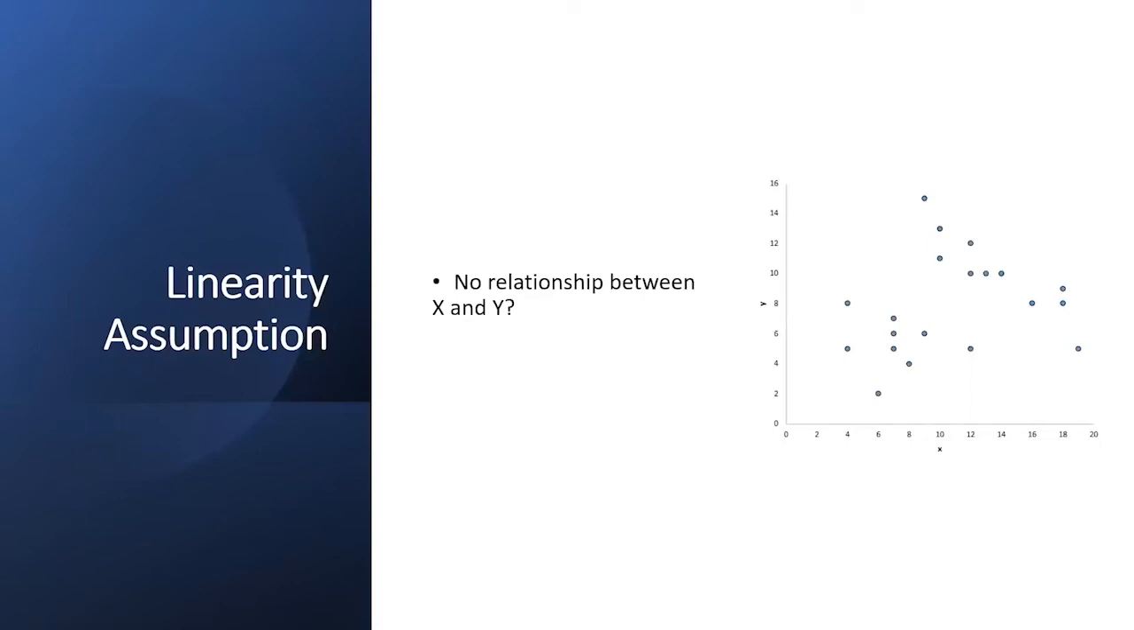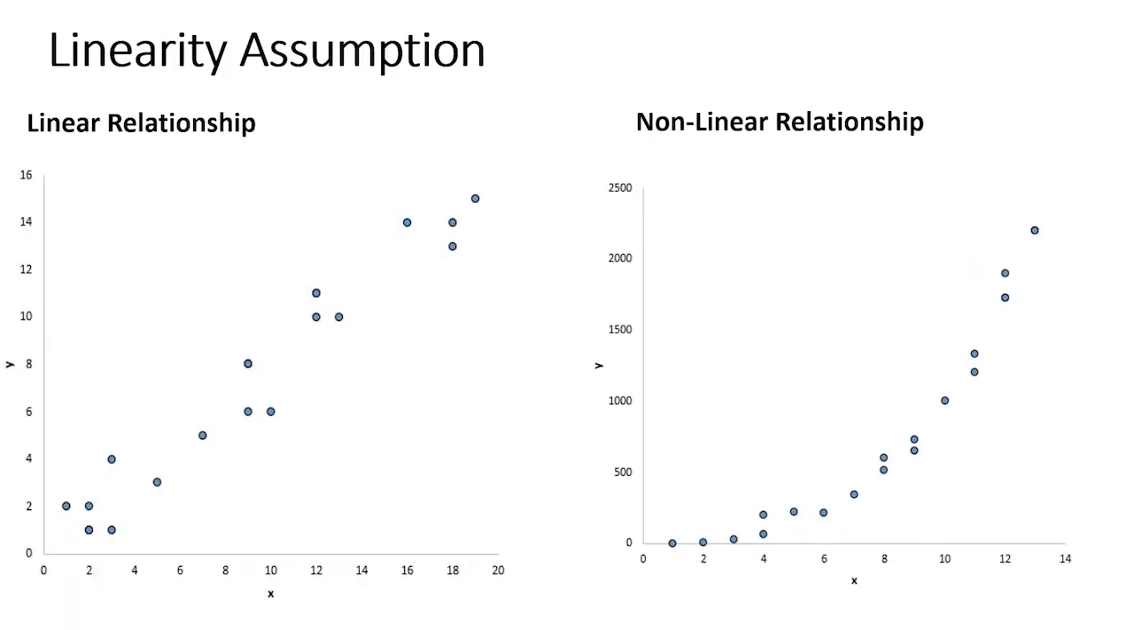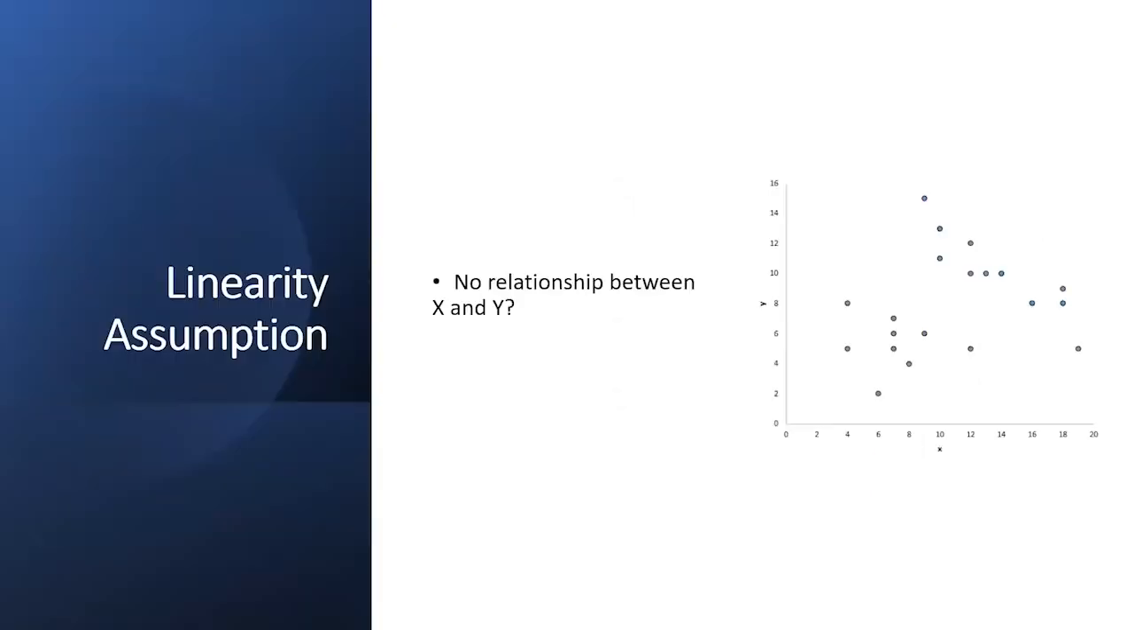Okay, so this is an example of no relationship between X and Y. As I said, the left-hand side is linear, the right-hand side has a curvature. Here, there is no relationship. You can see the observations are going all over the place, without a particular pattern. And so it's very difficult in this case to apply a regression analysis to this type of data.